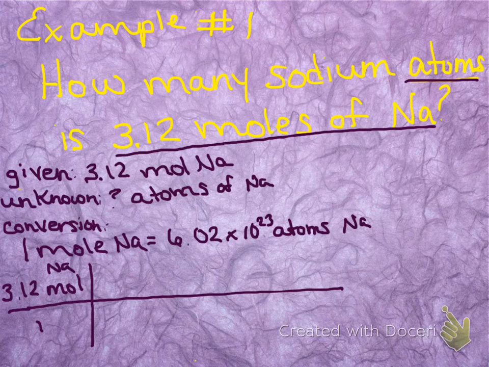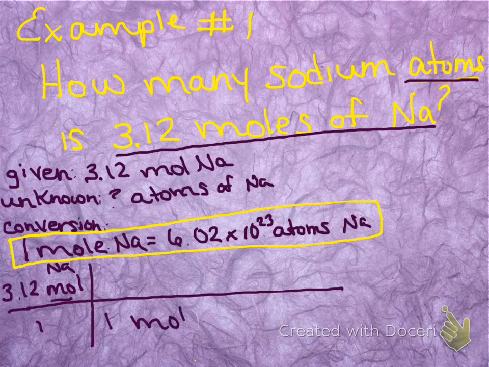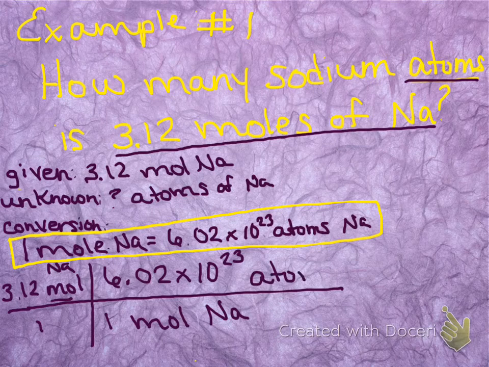Then we have to use our conversion factor. So we've got to look at our conversion factor and decide how we're going to put this into this truth table. Okay, so if we look at this conversion, because moles are here, we want moles on the bottom. So it's going to be 1 mole of sodium on the bottom, okay? And then atoms is going to go on top, so 6.02 times 10 to the 23rd atoms of sodium.